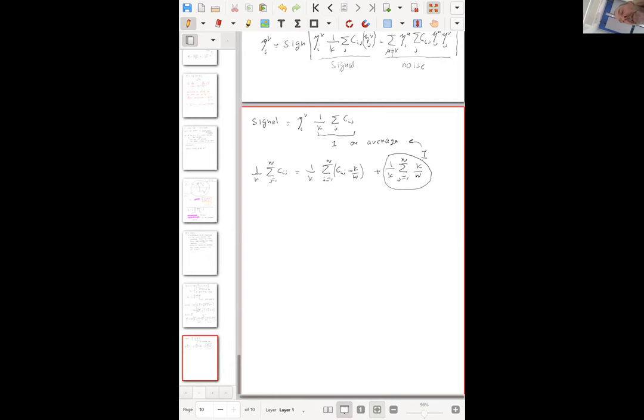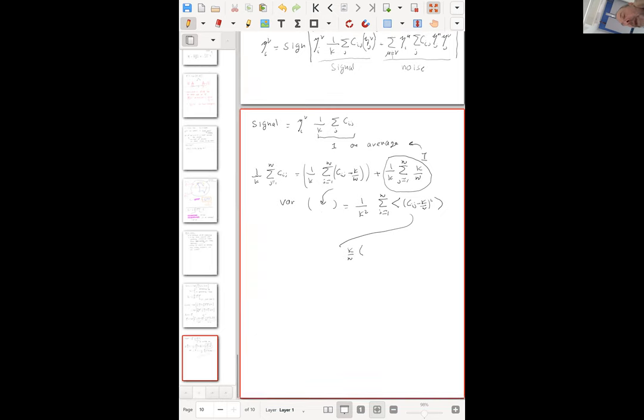So the variance of this term here is equal to 1 over k squared, the sum j equals 1 to n of the average value of C_ij minus k over n, squared. And this quantity here, with probability k over n, equals 1 minus k over n squared, and with probability 1 minus k over n, it equals minus k over n squared. When you work that out, this is k over n, 1 minus k over n, times 1 minus k over n plus k over n, equals k over n, 1 minus k over n.